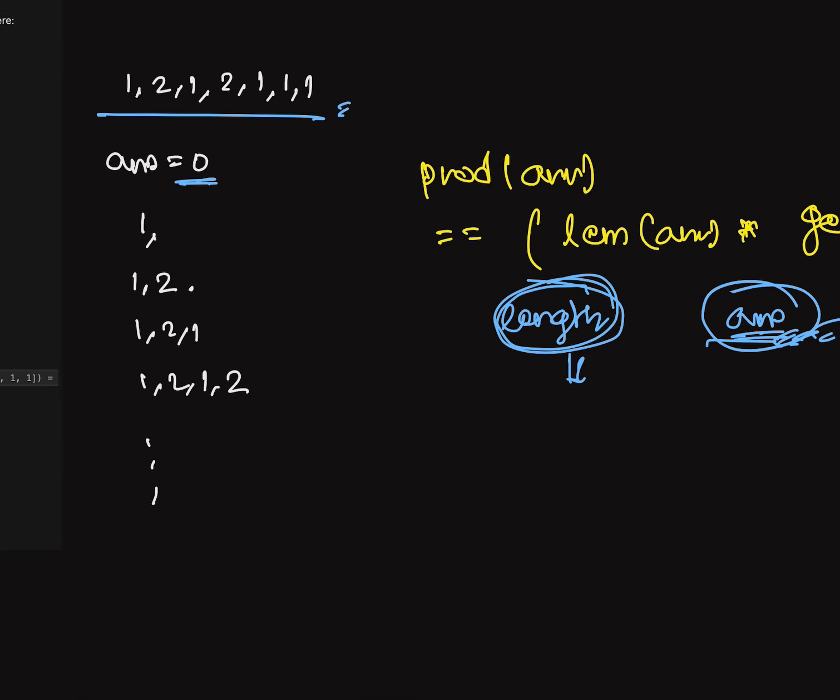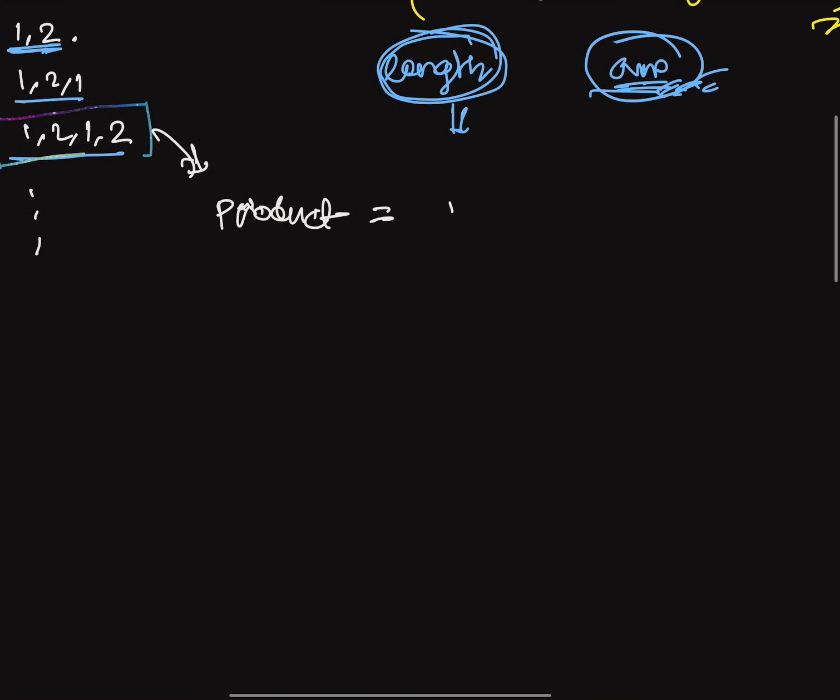Initially the answer variable is 0, and it will ultimately store the length of the product equivalent subarray. Now we generate all the possible subarrays, like first 1, then 1 2, 1 2 1, 1 2 1 2. Suppose for this subarray I want to check whether it is product equivalent or not. I will first find the product: 1 into 2 into 1 into 2, so the product will be 4.